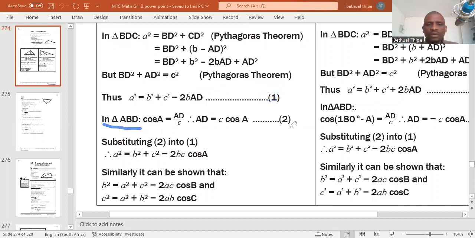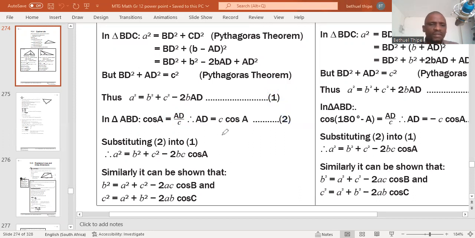Then we're going to create our equation 2 by considering the cos of A. In our diagram here, you can see that the cos of A is adjacent, and our adjacent side is AD over hypotenuse, which is C. Then here we make AD the subject of the formula, then we cross multiply. That is why AD equals C, the cos of A. So we have 2 equations here.